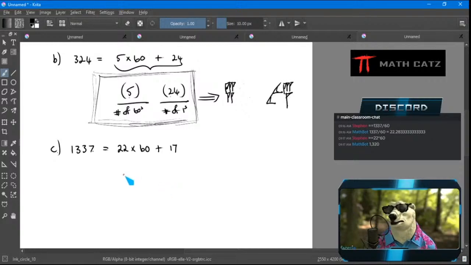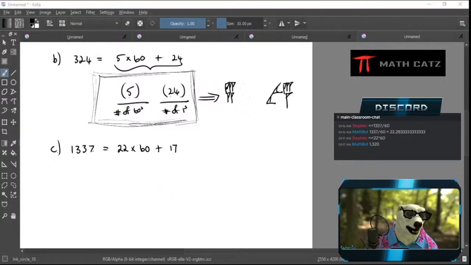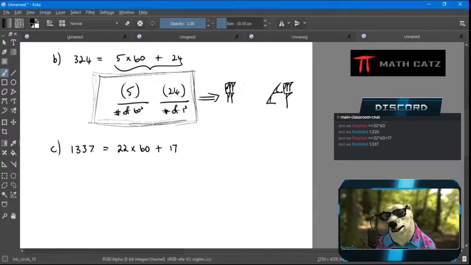Now, maybe I'm not 100% confident here. I can then go and triple check and say, okay, let's see what this calculation is, and is it 1337? So 22, oops, I need two equal signs. 22 times 60 plus 17. Did I do that right? Yes, I do get my original number. Okay, now I'm doubly sure.